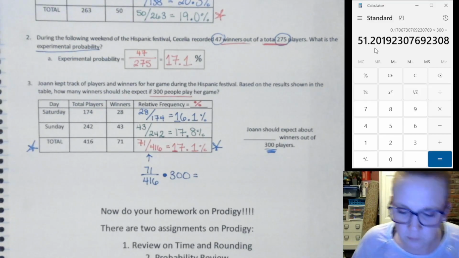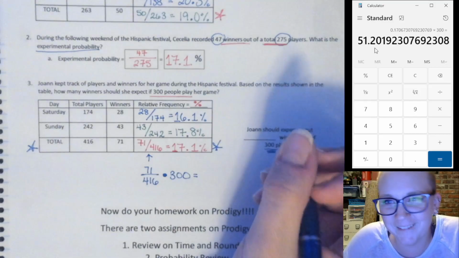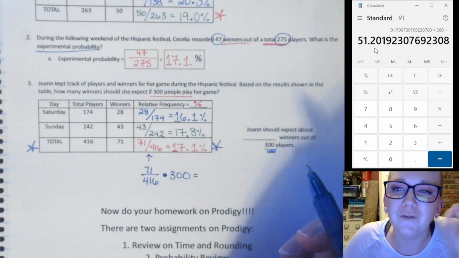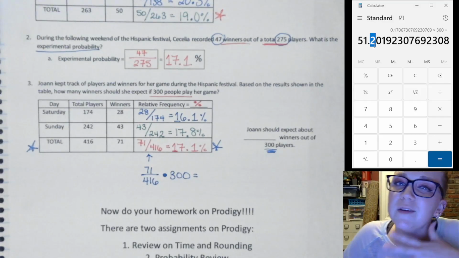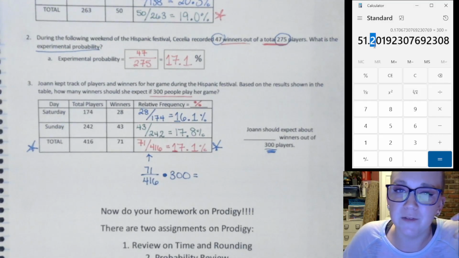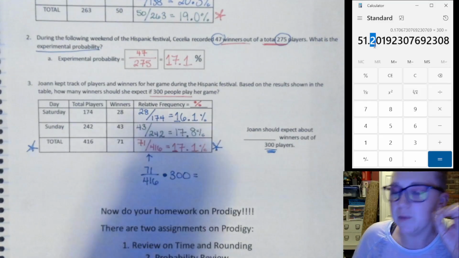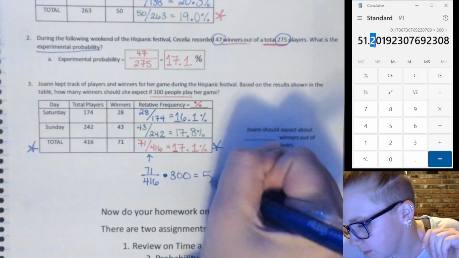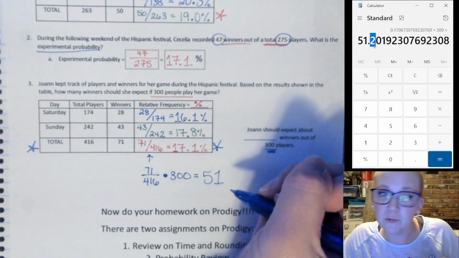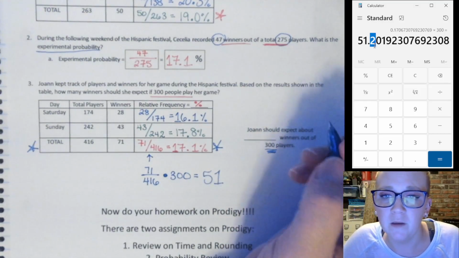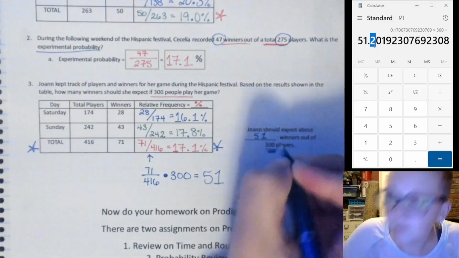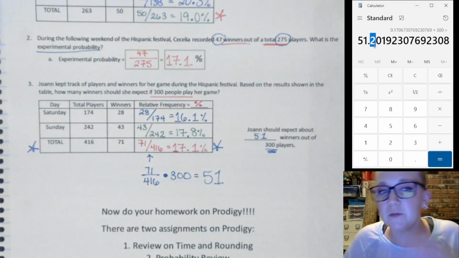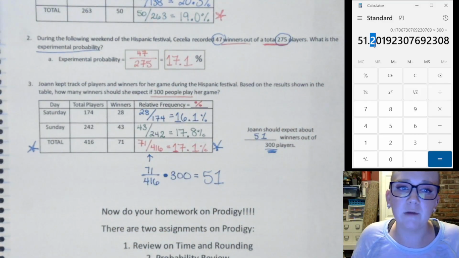Whole people. Anyways. So, because it's 51.2, that 2 right there is not enough to round it up to 52 people. So we're just going to leave it at 51 people. Okay? We're going to say, if 300 people played Joanne's game, only 51 of them would win using her probability.